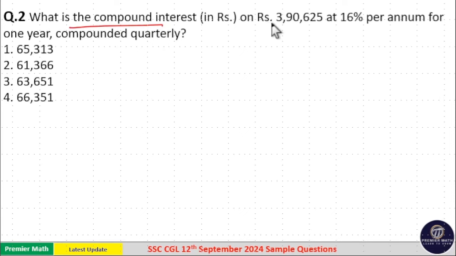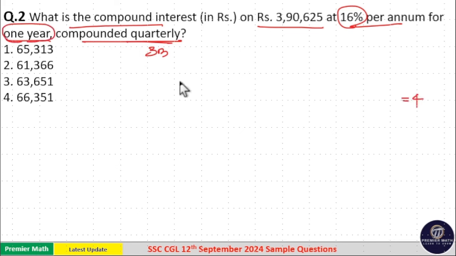What is the compound interest on rupees 3,90,625 at 16% per annum for 1 year compounded quarterly? Compounded quarterly means every 3 months interest is added to the principal, and we need compound interest for 1 year. In 1 year, there are 4 quarters, that is four 3-month periods. So, the number of terms is 4. And for 1 year, the rate is 16%. Then for 1 quarter, the rate is 4%.